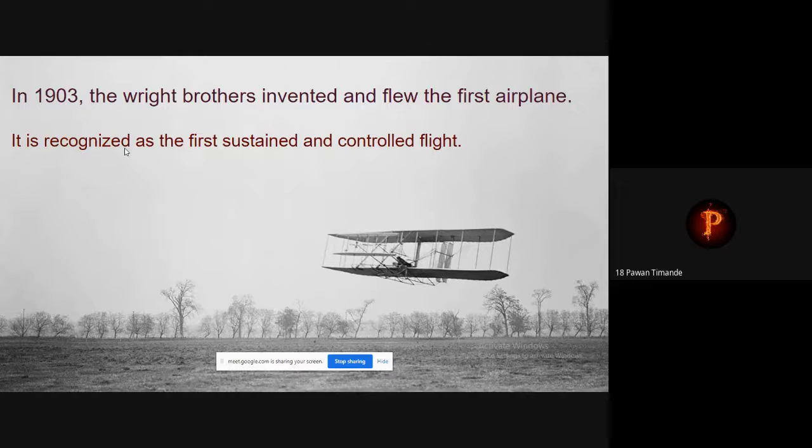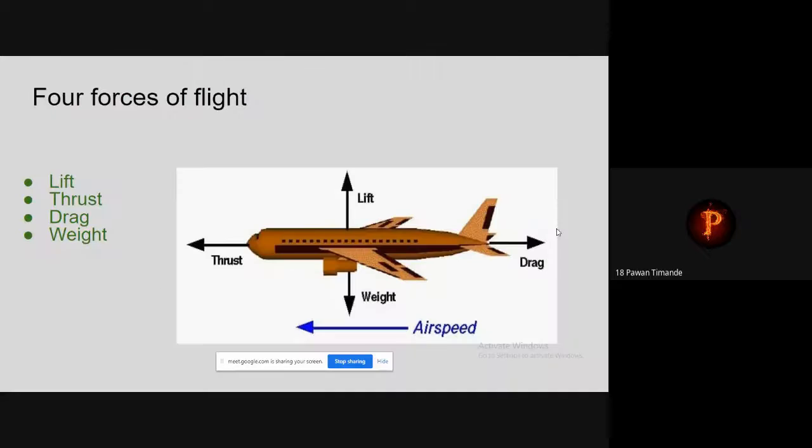There are only four forces responsible for flight. So let's start. The four forces of flight are lift, thrust, drag, and weight. Lift is the force which acts on an airplane in the upward direction, whereas thrust is the force which acts in the forward direction and opposes the drag force. Drag is basically the force generated by the airplane, and thrust is generated by engines such as the jet engine, and weight is our gravitational force.